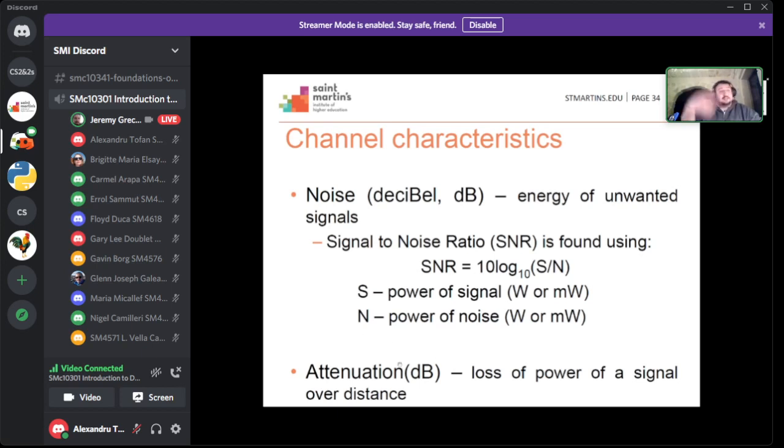Attenuation, since it is a form of noise, is also measured in decibels, and that is usually the amount of loss in power of your signal over a given distance. So you would be able to identify what the attenuation is for a particular device or a particular transmission medium. You would know how far along distance-wise you're actually traveling with that particular medium, and therefore you'll be able to calculate your attenuation.